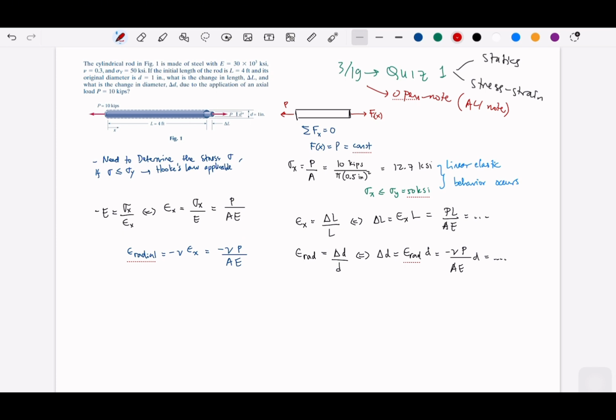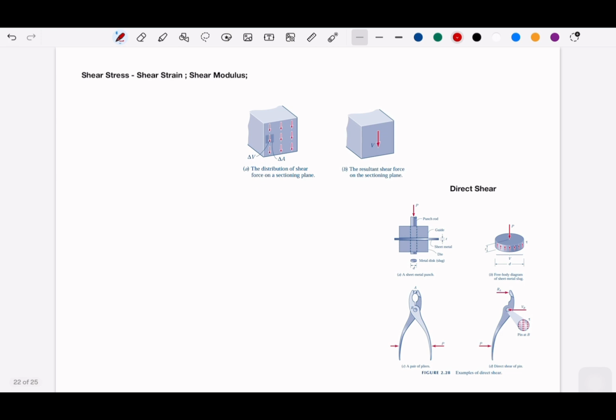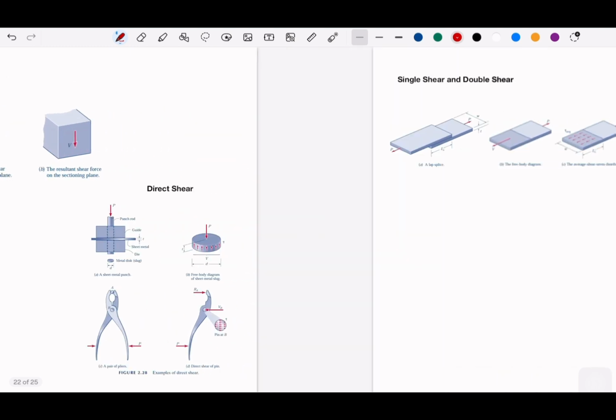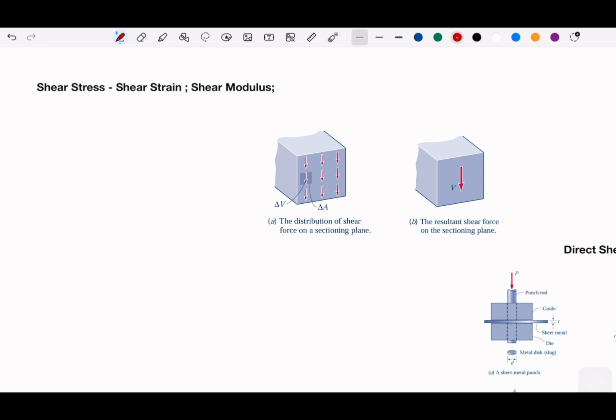Okay, for the last 10 minutes, I just want to introduce you to another type of stress, okay? So what we have before is what we call the normal stress, the extensional stress or the axial stress. The next type of stress is what we call shear stress, shear strain. And we are going to see how they work.